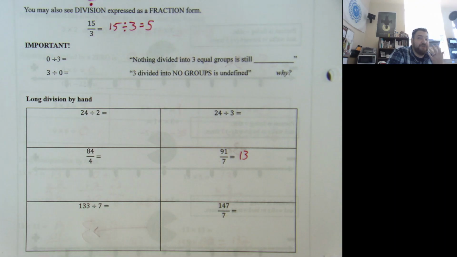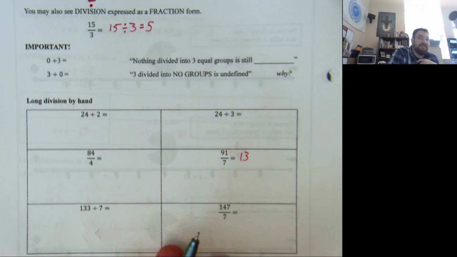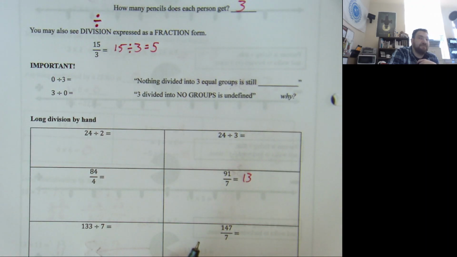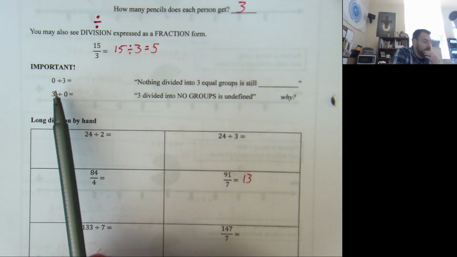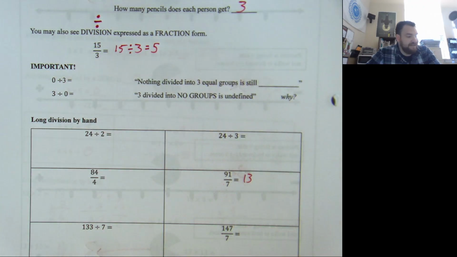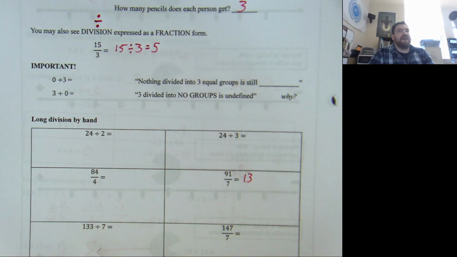So that's how you could use your multiplication table. We're going to review long division here in a second, but let's talk about 0 first. What does it mean to divide 0 by 3? What are we actually asking it to do?